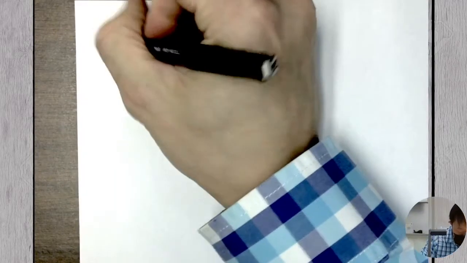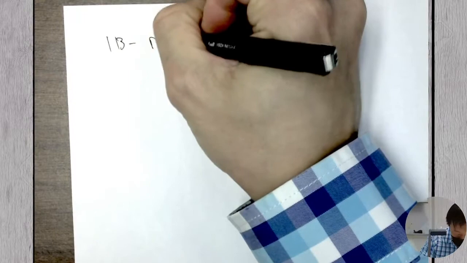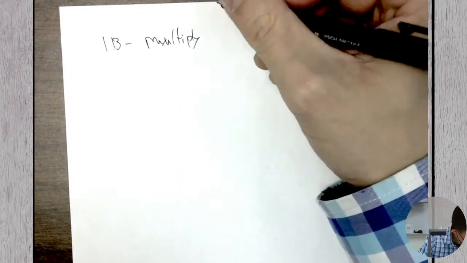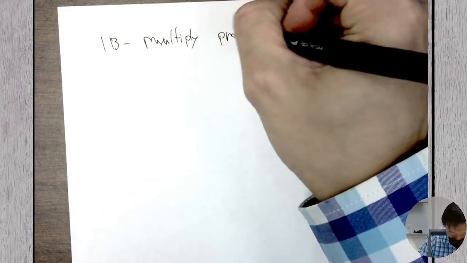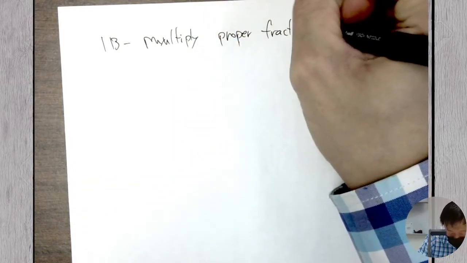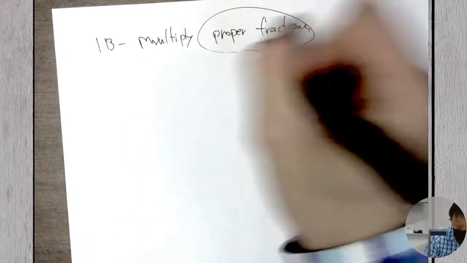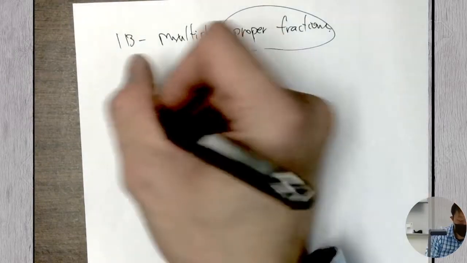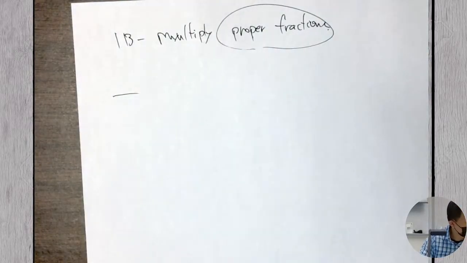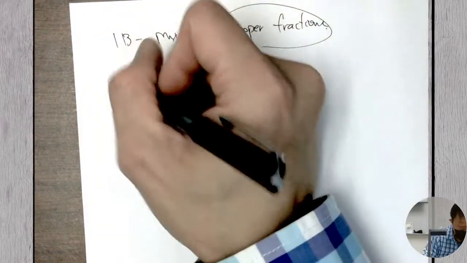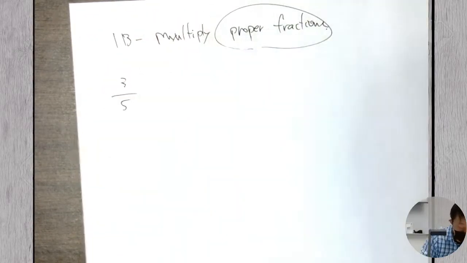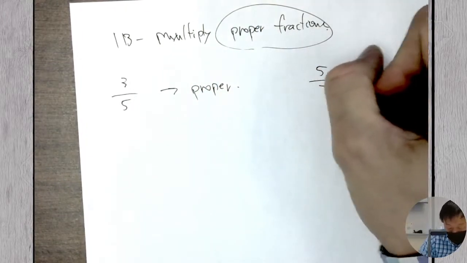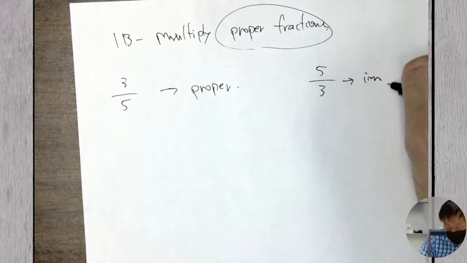1B would be multiply proper fractions. Proper fractions. What are proper fractions? Proper fractions are fractions where the top number, the numerator, is smaller. Say we have 3/5, that would be proper. Well, 5/3, this will be improper.